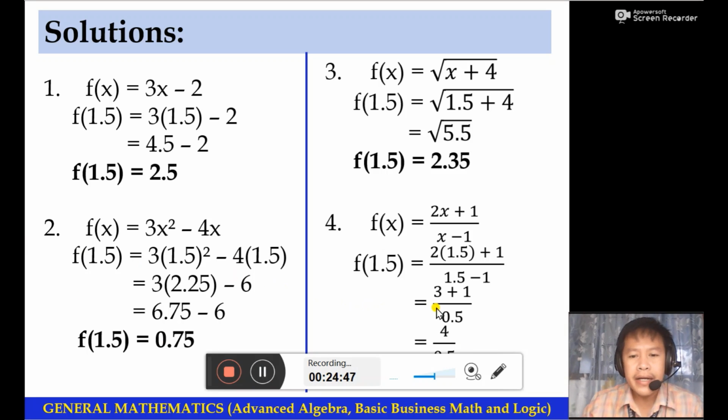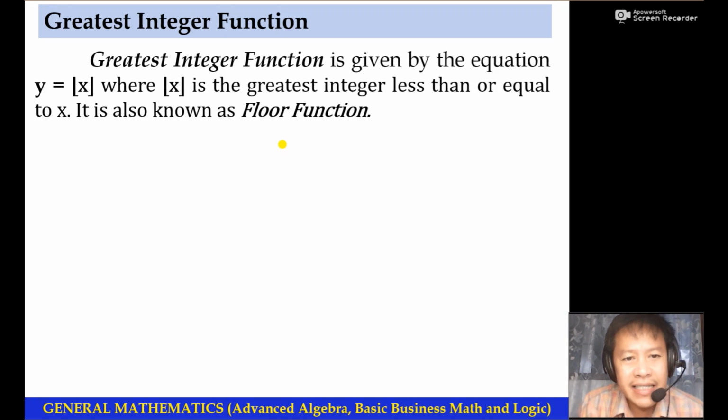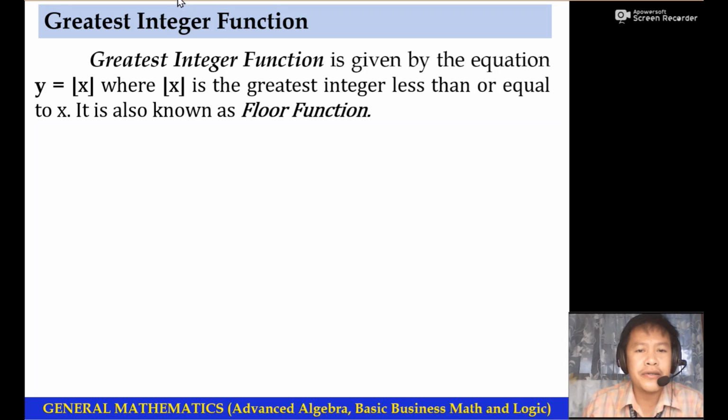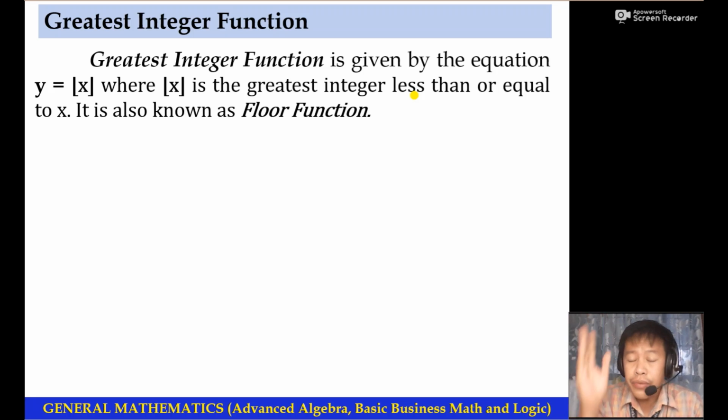Okay, we will proceed with number 5. Number 5 is talking about the greatest integer function, and we are going to discuss this first. What do you mean by greatest integer function? The greatest integer function is given by the equation y is equal to, this is the symbol for the greatest integer function, the greatest integer of x, where this mathematical term is the greatest integer less than or equal to x. It means that the answer will not be greater than x. It could be equal to that integer, or we are going to take the integer which is less than that.